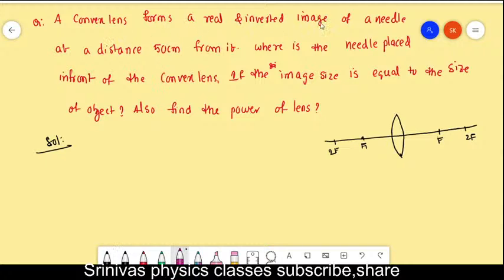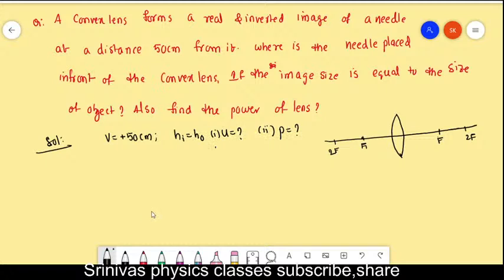A convex lens forms a real and inverted image of a needle at a distance 50 centimeters from the lens. Image distance they gave as 50 centimeters, right? And the height of the image is equal to the height of the object. For that, where do you have to place the object? This is our first question. The second question is to find the power of that lens also.